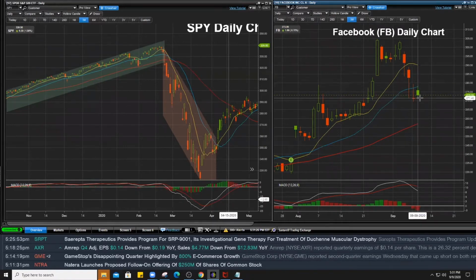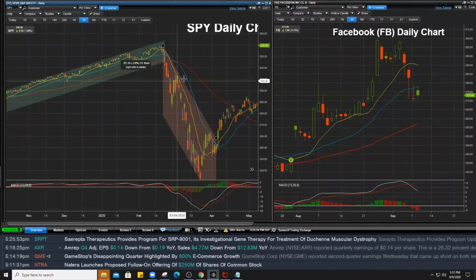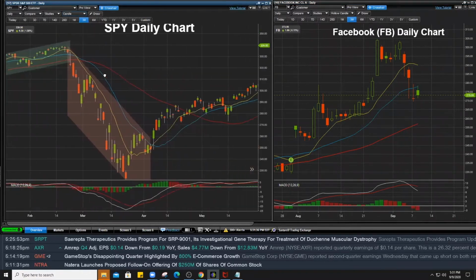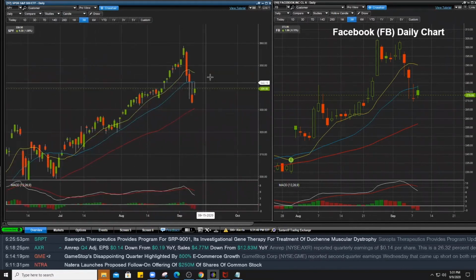The thing I don't like about Facebook is how this candle is colored in. Remember how I talked about candles over here? We have hollow candles, but if you have just filled candles here, these candles tell you all the same darn thing, don't they? They're all colored in, right? It doesn't tell you much.